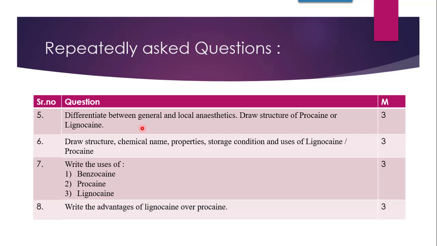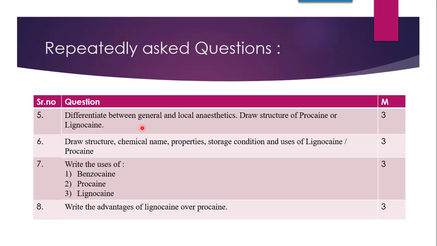Again, one adjunct question is there: draw the structure of procaine or lignocaine. Now drawing the structure of either procaine or lignocaine will carry 1 mark, and differentiating between general and local anesthetics will carry 2 marks. Since the difference is for 2 marks, minimum 4 points are expected to be mentioned. If the difference is for 3 marks, then minimum 6 points are expected.